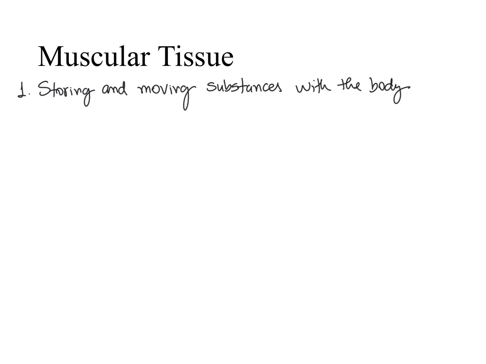Another function of the muscular tissue is voluntary body movement. And obviously, when we are talking about voluntary body movement, we are talking about skeletal muscle, because the skeletal muscle is the only muscle type that we have voluntary control over. Voluntary body movements include running, walking, handwriting. Any movement we can voluntarily perform.